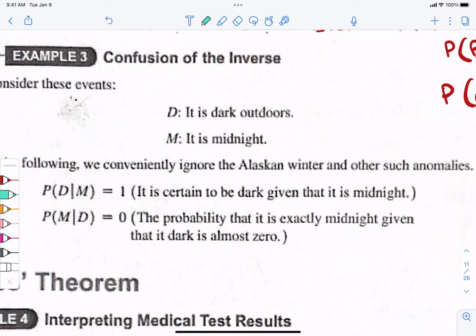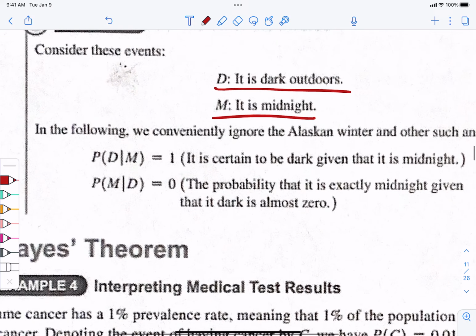Let's talk about this one, Leonardo. This one's kind of interesting. Event D is it being dark outside. Right now it's dark. It's dark from about 8 p.m. to 6 in the morning. The second event is that it's midnight. We want to know the probability of it being dark given that it's midnight. If we know that it is midnight right now, what's the chances that it's dark out?